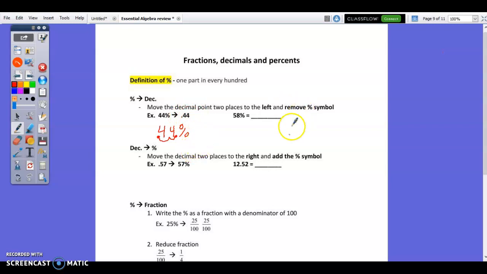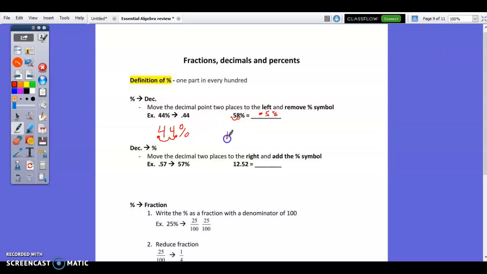All right? So if I'm going to change 58% into a decimal, the decimal point is here. I move it 2 spots. It's now there, and it would be 0.58. What if I had a number bigger than a 2-digit, or if I had a small number?